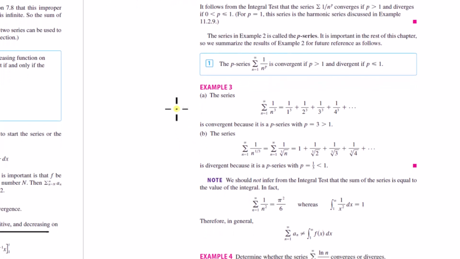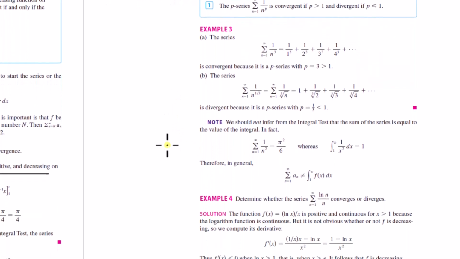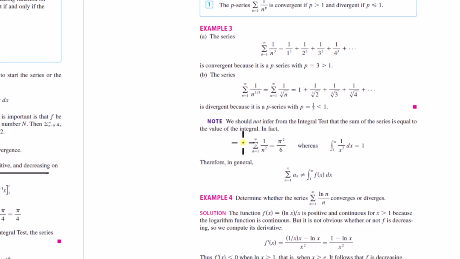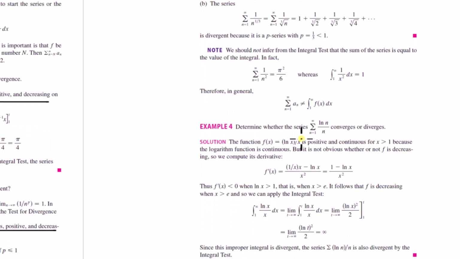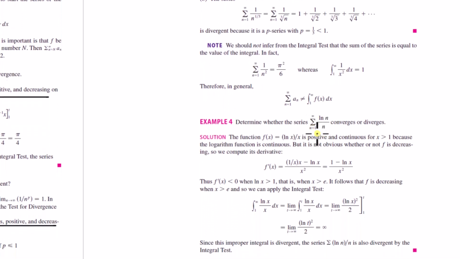Okay, cool. So they do an example here, and they note that with the integral test, we don't say the value of the improper integral is equal to the series, not at all. I already mentioned that. Determine whether this series converges or diverges. So replace the n with an x here: natural log of x over x. That function is positive and continuous for x greater than 1 because the logarithm function is continuous. But is it decreasing?